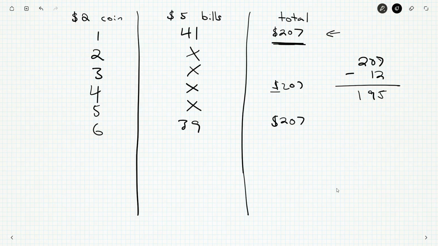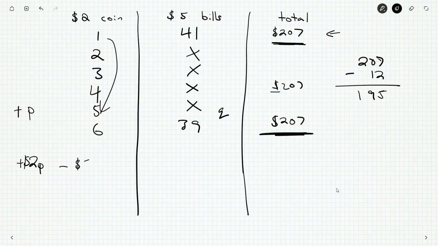So what's going on here? Why do I have to increase my $2 coins by this many? Well, when we add, let's say, P $2 coins, what we're really doing is increasing the total amount by 2P dollars. But we want the total to stay constant. So we have to subtract off a corresponding number, let's say Q, of $5 bills, and we want that to have no change, so $0 in change. So that tells me 2P dollars must be the same as 5Q dollars.